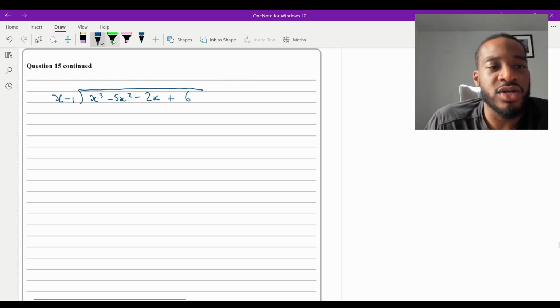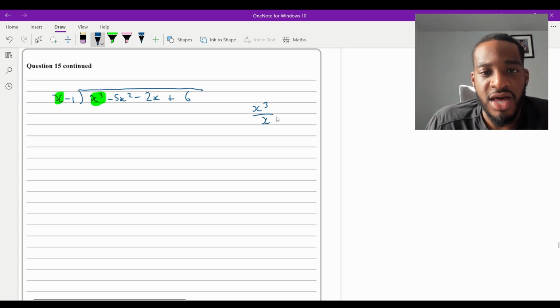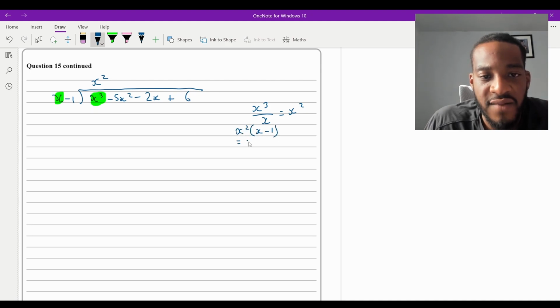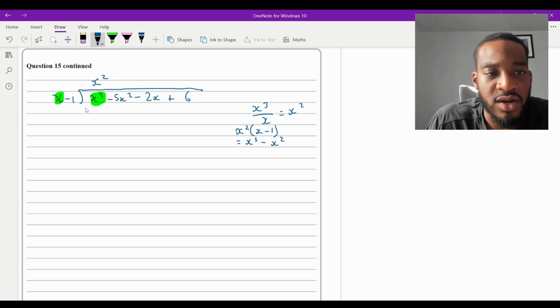So I'm going to use long division to figure out what the factor is. So remember how we do this? I'm going to first do x cubed divided by x. That gives me x squared, and that will go here. Then I multiply x squared by the factor we're dividing, which gives me x cubed minus x squared, and I put that underneath here.